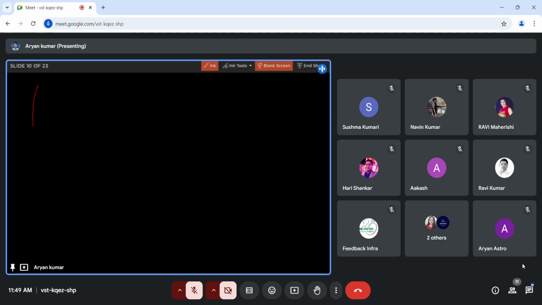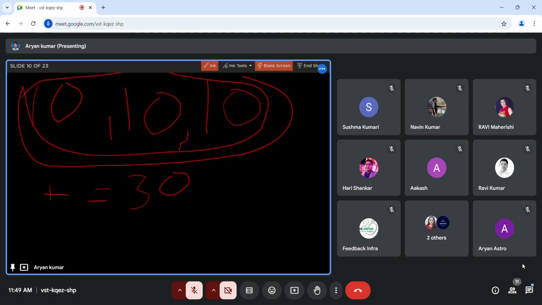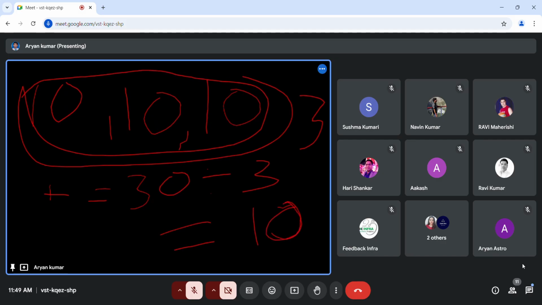If I take three numbers, 10, 10, and 10, what would be their average? For the average, we add these all up, which equals 30, and divide by how many numbers there were. There were three numbers, so we divide by 3, which equals 10. So the average of these would be 10.